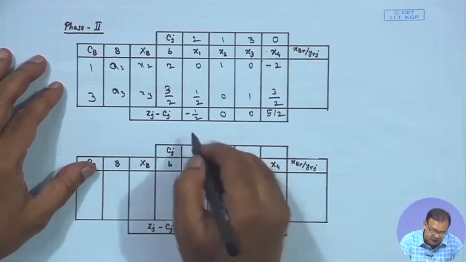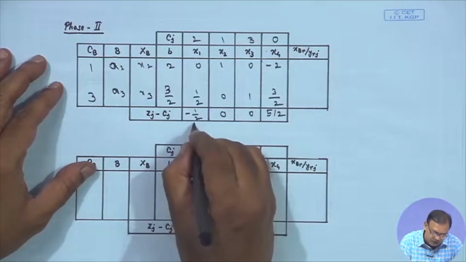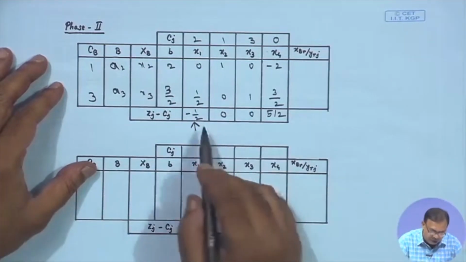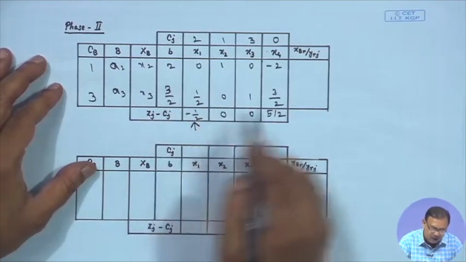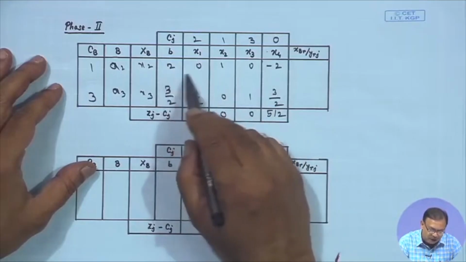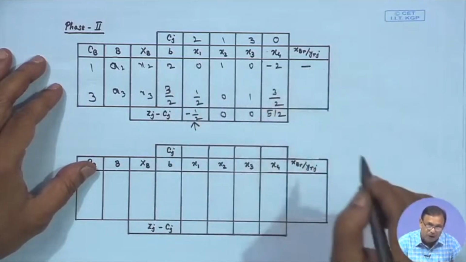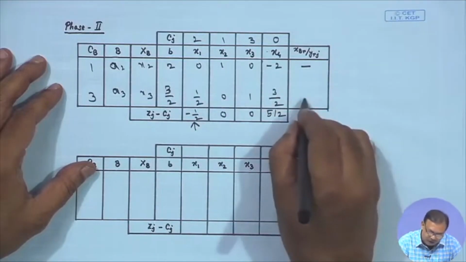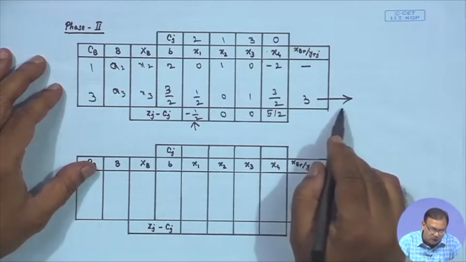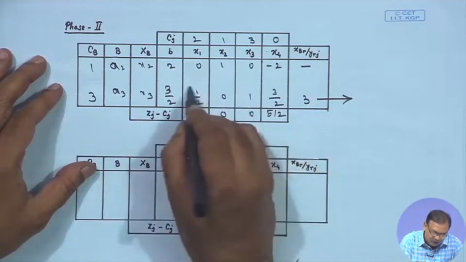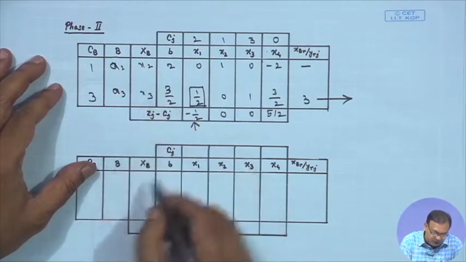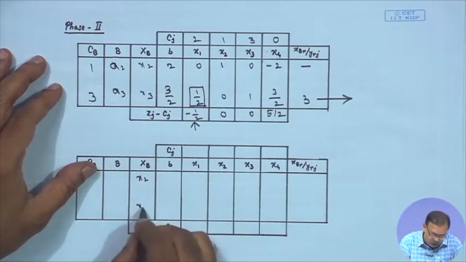Zj minus Cj less than 0, 1 negative is there. So, your entering vector will be x 1. Since the entering vector is x 1, calculate the ratio b by x b. This is 2 by 0. So, you will not get infinite value, and for this case it is 3. Since only one number is there, outgoing vector will be now x 3, and this will be your pivot element. So, x 3 will be replaced by x 1 now.